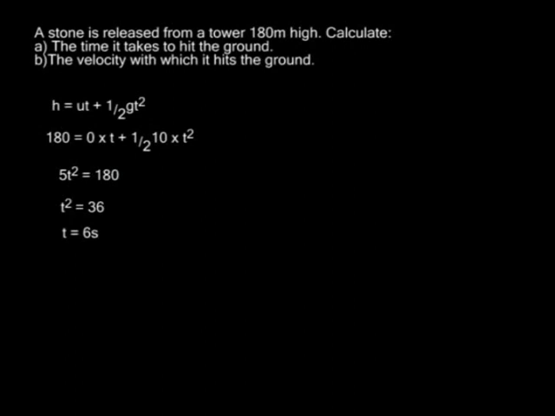B. The most appropriate equation is the first one. v is equal to u plus gt. v is equal to 0 plus 10 times 6, and it's equal to 60 meters per second.